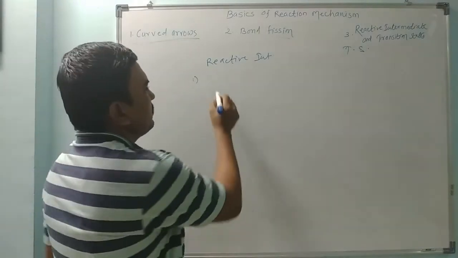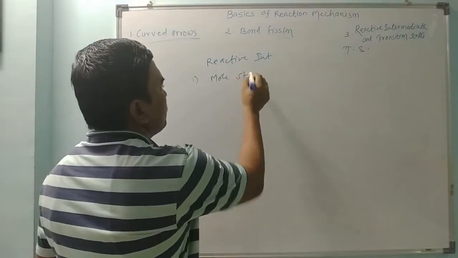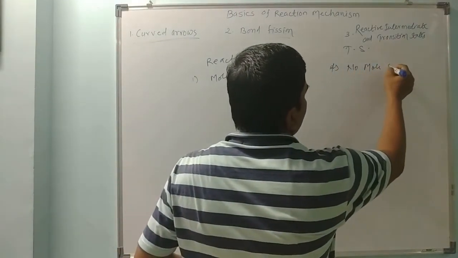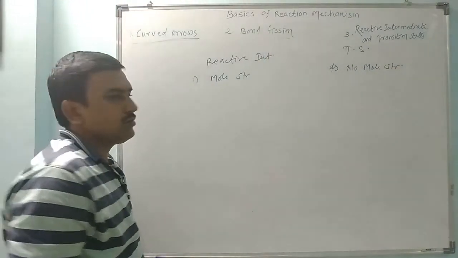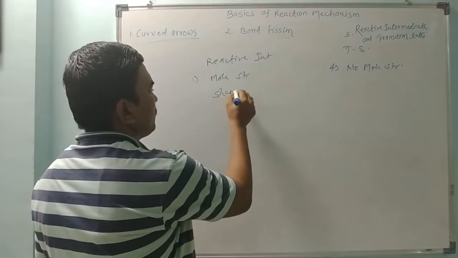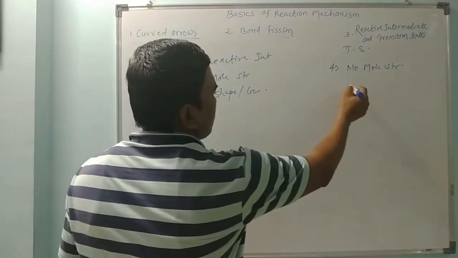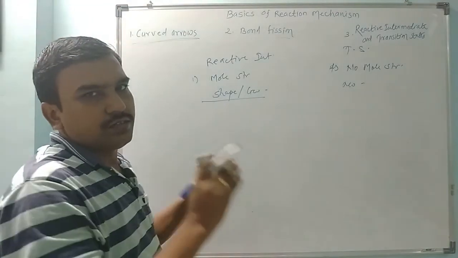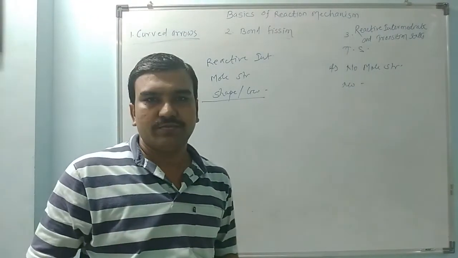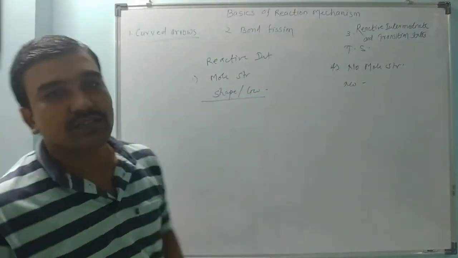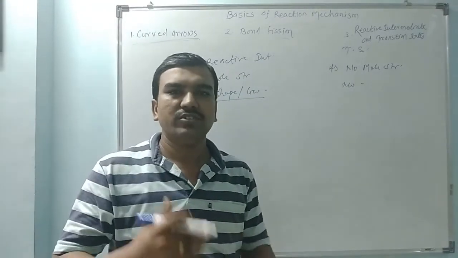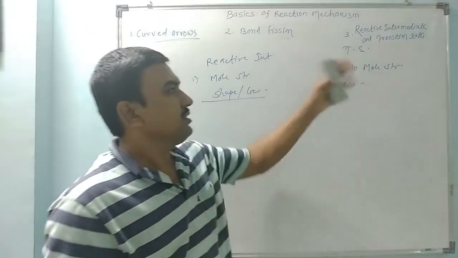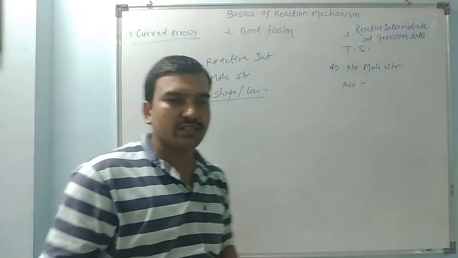So this is the first one, molecular structure. Here, no molecular structure. Here they do not show specific shape or geometry. Here it shows specific shape and geometry. If you see the example of carbocation, it is planar. If you see carbanion, it is a pyramidal structure. So the shape and geometry of reactive intermediates we can detect or explain. But here there is no particular shape for the transition state.